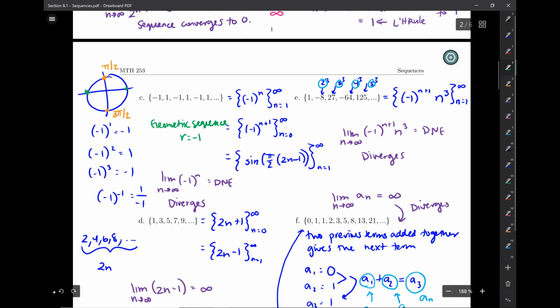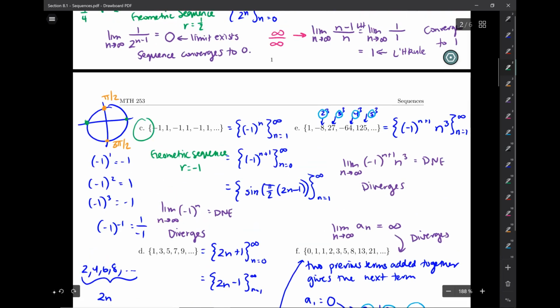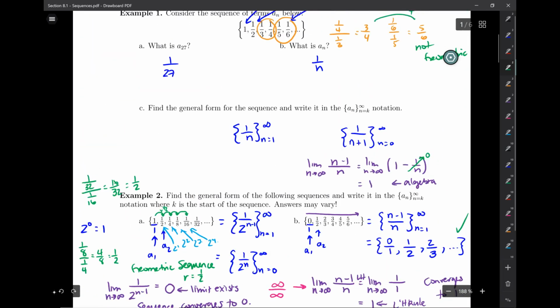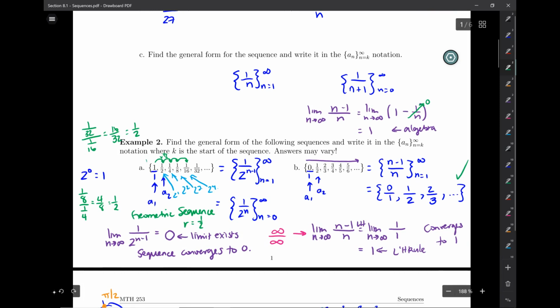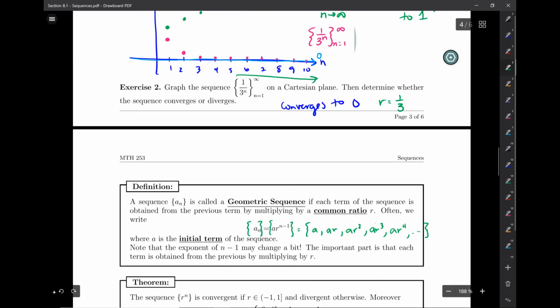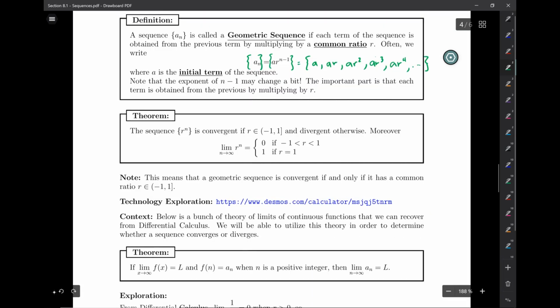And if we keep going, this one, the r value is -1/3, and we saw that it converged. Let's look at this one. This was a geometric sequence. The r value was -1, and notice that it diverged, right? That was the one where it just kept oscillating between -1 and 1. And then this one was geometric, and the r value is 1/2, and notice that it ends up converging to 0. Okay, so that r value is going to play a big role in whether the geometric sequence converges or diverges. So let's think about what the cutoff is, what r value makes it converge and what r value makes it diverge.